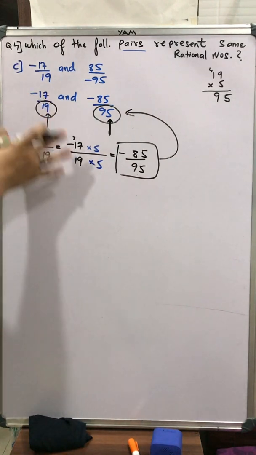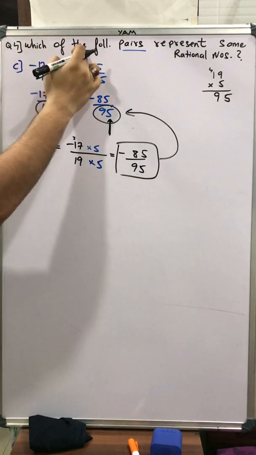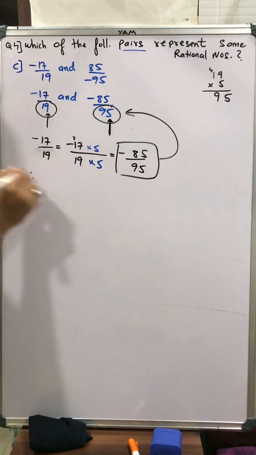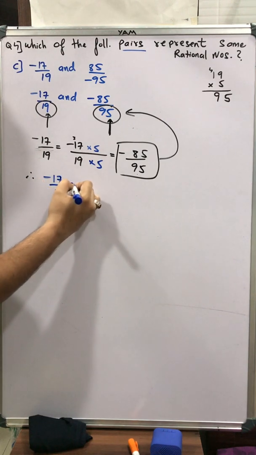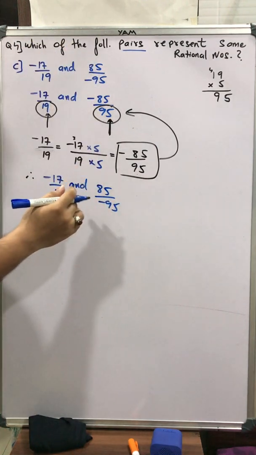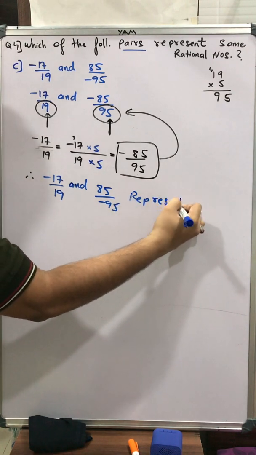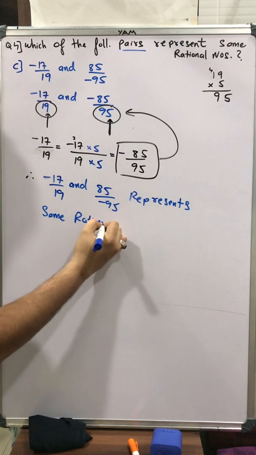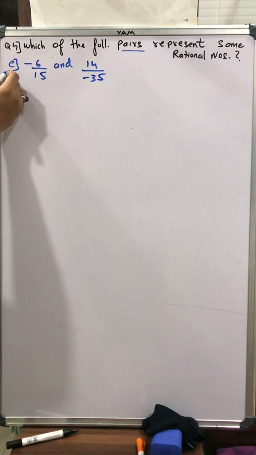Yes students, so in this question what will we say? It's asked, which of the following pairs represent the same rational numbers. So we will say therefore minus 17 upon 19 and 85 upon minus 95. We should always write the original question. Represents same rational number. Now students, the next question, sub question E on the board.